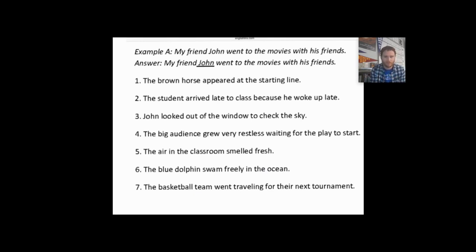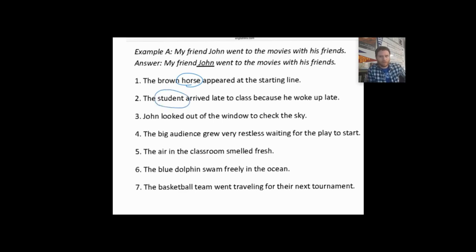Can you find the simple subject in these sentences? Number one, do you see it? The simple subject. Okay, let's try to underline it. The brown horse appeared at the starting line. Got two nouns in that sentence, but horse is the one that did something. It appeared. Okay, it's not about the line. The line didn't do anything. The horse is what did something.